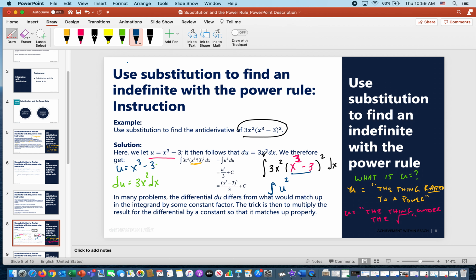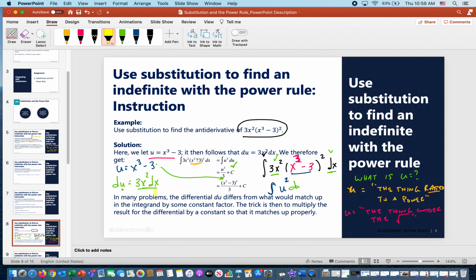Now we can't just plug du in. We've got to look to see, what does du equal? Well, du equals 3x squared dx. And look, in my problem, I've got 3x squared dx. So now that I see this expression is equivalent to du, I can replace that with du. So the antiderivative of u squared, you can see that worked out right here, is u to the third over 3 plus c. And then we plug back in our value for u to get the final integral, x to the third minus 3, to the third power, over 3 plus c.